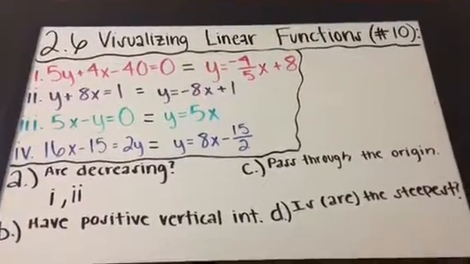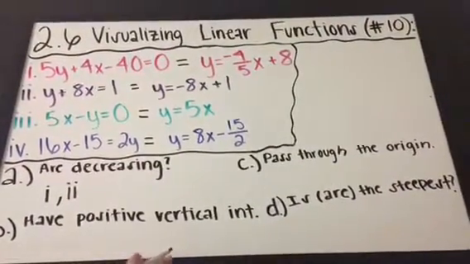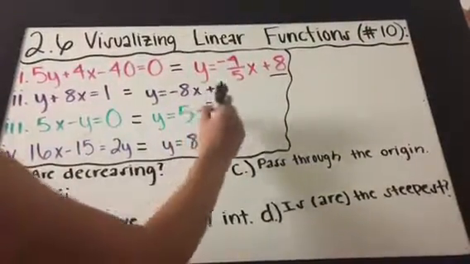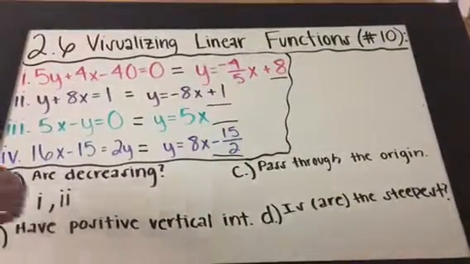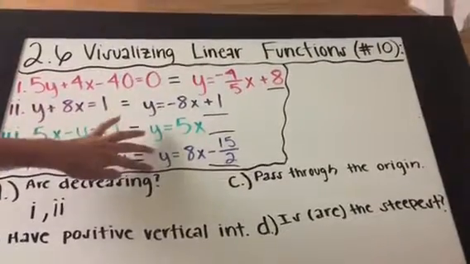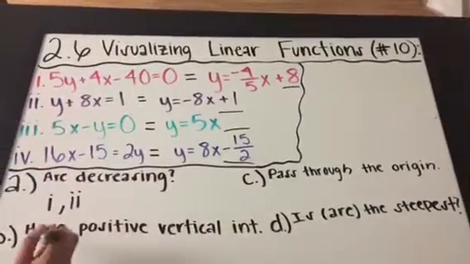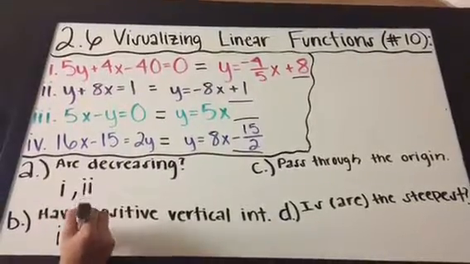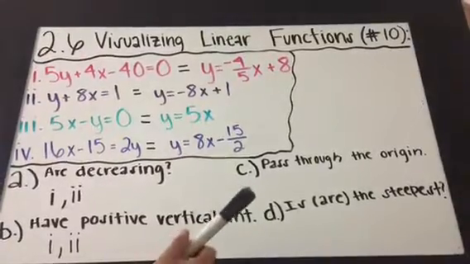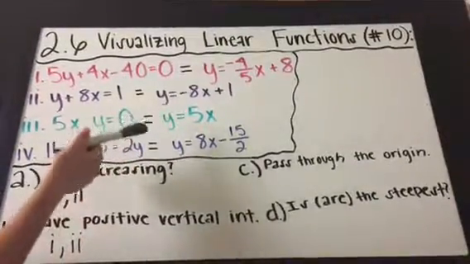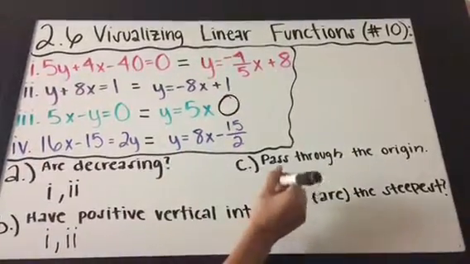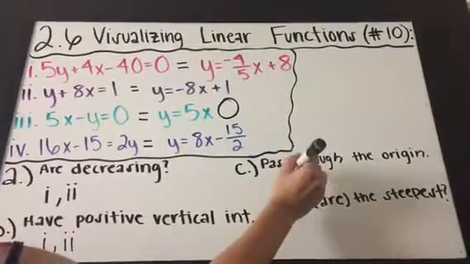And for question B, it says which ones have positive vertical intercepts. So we're going to look at all our vertical intercepts. We can see that the first 2 are positive, the third one doesn't have one, and our fourth one is negative. So again, it'll be 1 and 2. Okay, and for question C, it says which one passes through the origin. As we can see with our equations, only one has no vertical intercept, so we're going to say that number 3 passes through the origin.